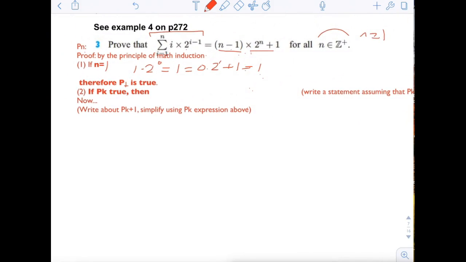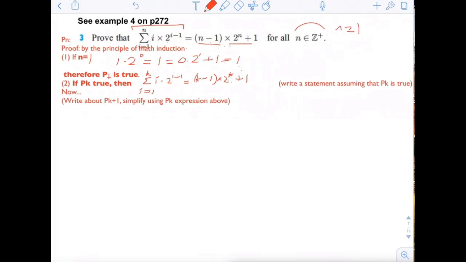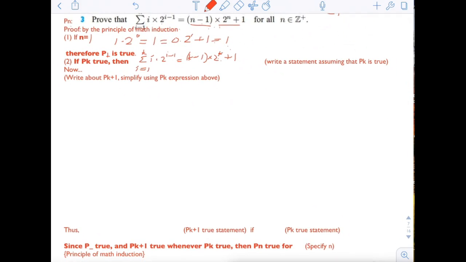And then we're going to do the step case. So if P(k) is true, what do we know? So we know then that the sum from i equals 1 to k of i times 2 to the i minus 1 is equal to (k minus 1) times 2 to the k plus 1. Okay. All right.